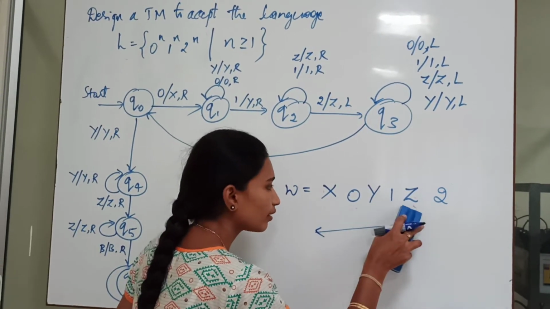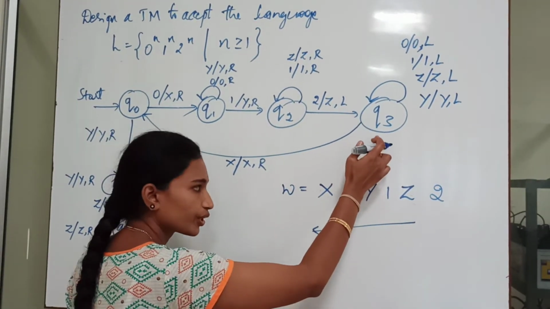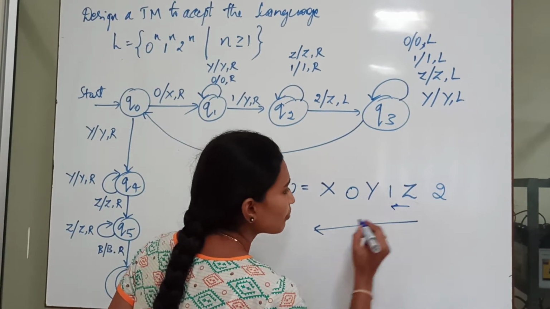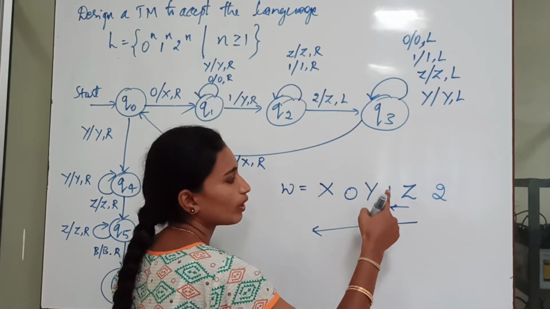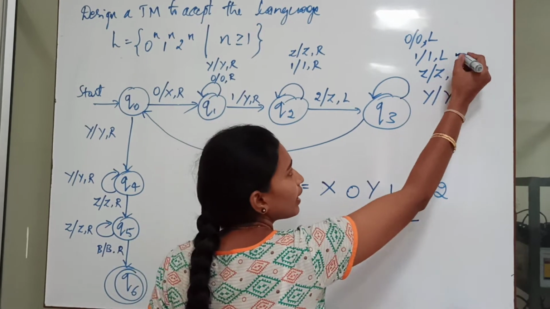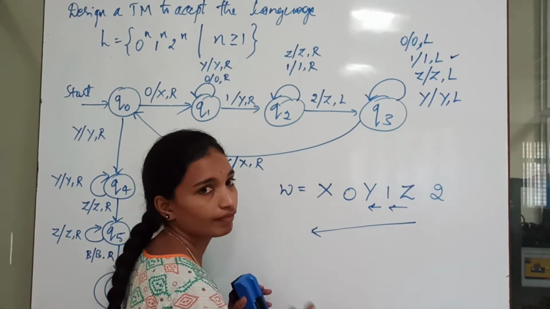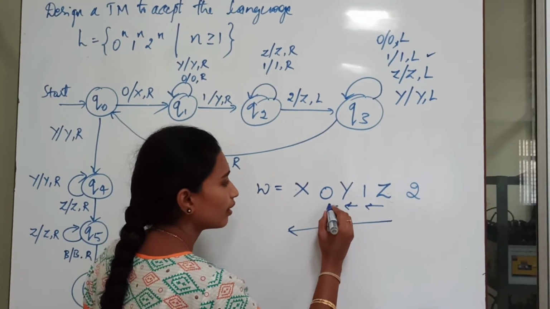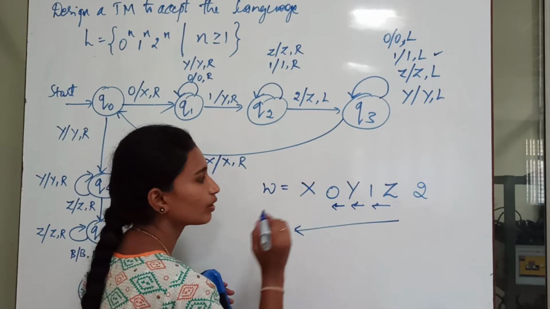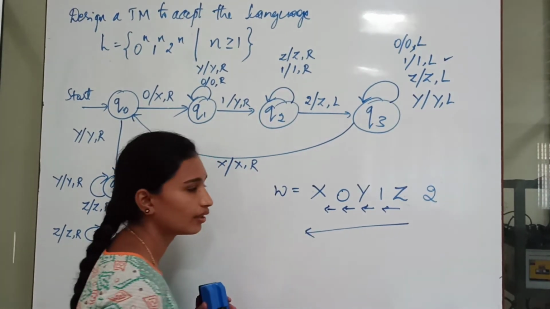Next, while traveling towards the left side from the state Q3, the next input symbol to be scanned is 1. If it is 1, replace that 1 by 1 only, and again take a left move. Now again in the left we encounter Y, replace that Y by Y only. Again take a left move. Then we encounter 0, replace that 0 by 0 only, take a left move.